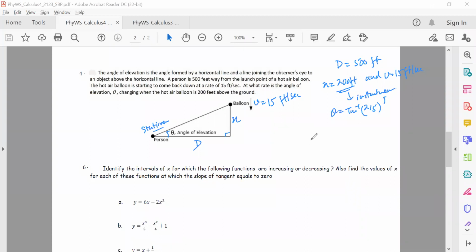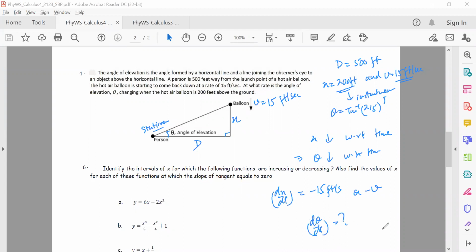Now what is happening? x is decreasing with respect to time. So accordingly, theta will also be decreasing with respect to time. Such that we can see that dx by dt is directly minus 15 feet per second, because v is given to us. So now we have to find d theta by dt.